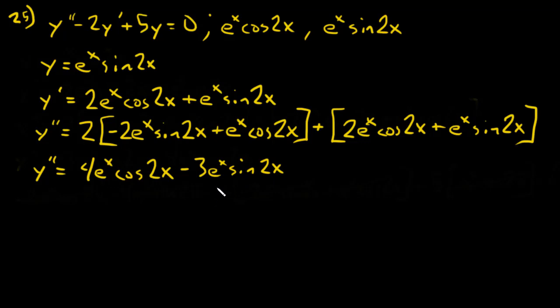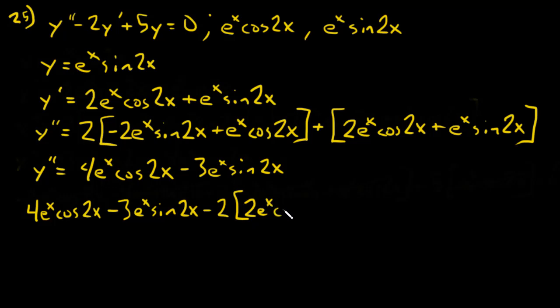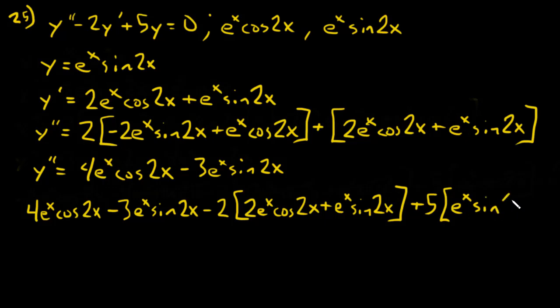All right. Now let me build the differential equation. So I'm going to start off with y double prime. So I'm going to have 4 e to the x cosine 2x minus 3 e to the x sine 2x, and then minus 2 times what I got for y prime, so this right here, 2 e to the x cosine 2x plus e to the x sine 2x, and then plus 5 times my y, which is just e to the x sine 2x.